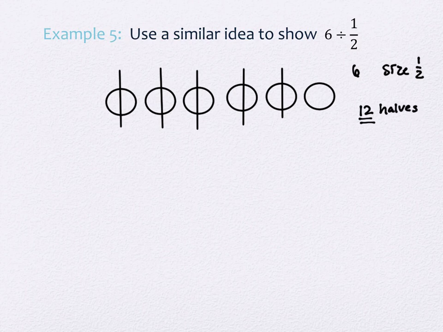We have 12 halves. So if I take 6 and then divide it by 1/2, I'm splitting them into size 1/2. I end up with 12 when I am done. And that makes sense because a minute ago we had talked about the fact that 6 divided by 1/2 should be the same as 6 times the reciprocal 2 over 1, which gives me 12. So this would be an example validating that that division turning into multiplication of the reciprocal makes sense.